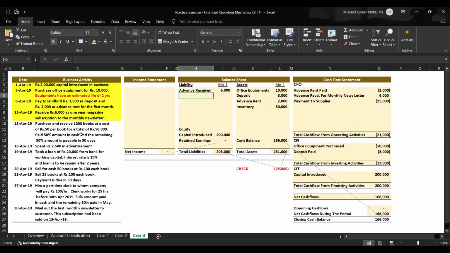Next is, by the way, VG, which batch are you from? Next, 50% of the amount is payable. So we will keep accounts payable.